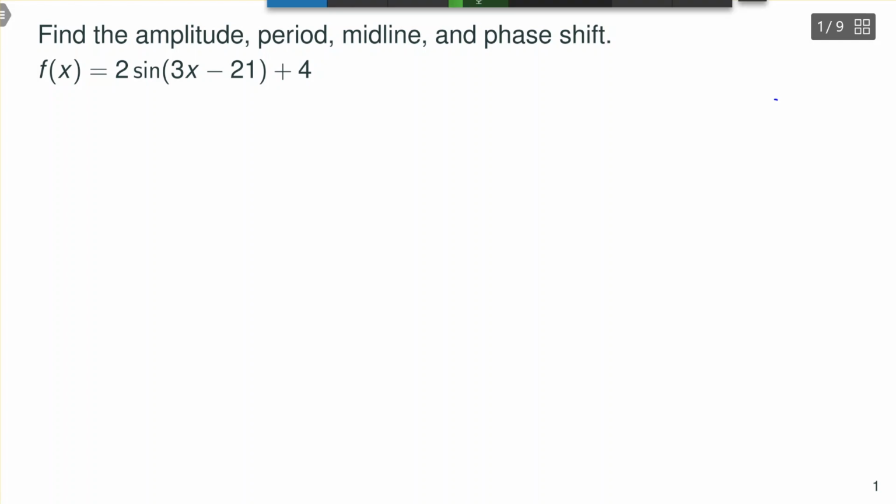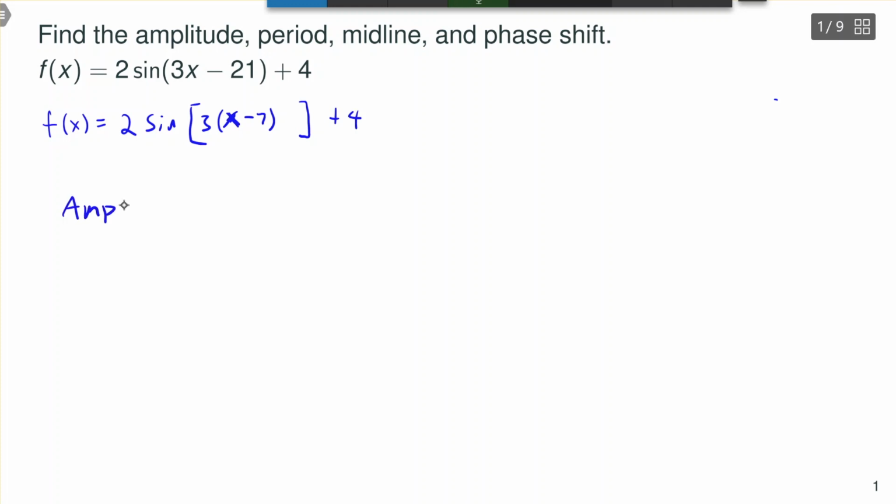Find the amplitude, period, midline, and phase shift of this function. So for a trig function, we can rewrite this so we have it factored. Well, let's put it like this: I can factor 3 out, so I have x minus 7. And this will allow us to find the phase shift a little easier. Okay, so let's actually find the amplitude first.